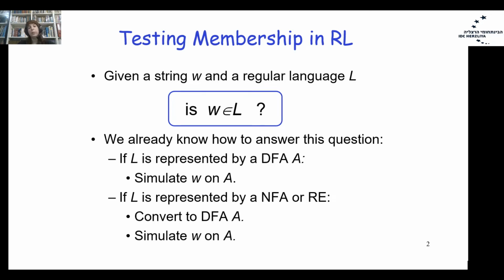If L is represented by a non-deterministic finite automaton or a regular expression, we can start by building a DFA, and then we can do the previous simulation. And once again, if we finish reading W in an accepting state, we know that the word belongs to the language. And if we finish reading in a rejecting state, we know that the word doesn't belong to the language.